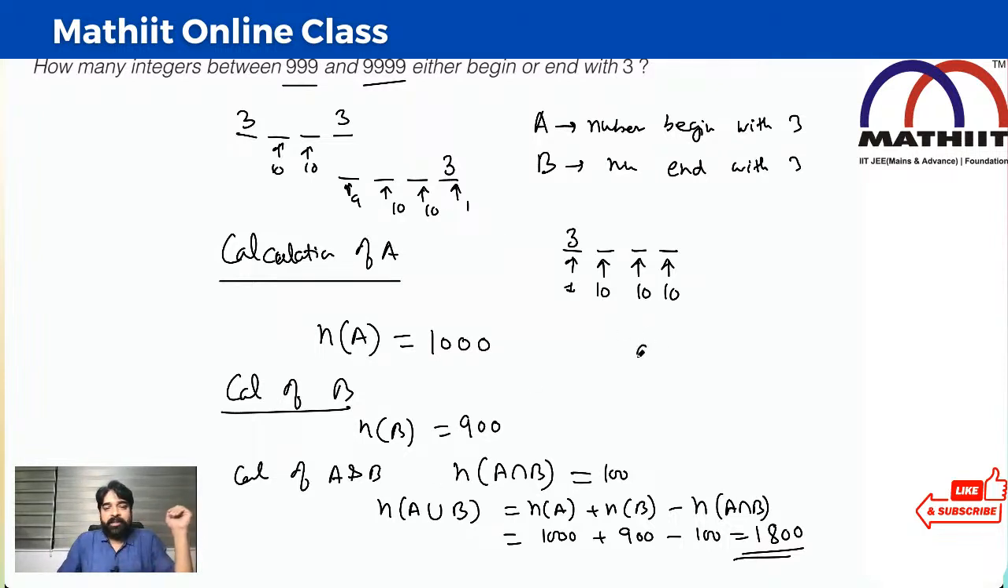By digits, 10 means 10 numbers can't come here. 10 means 10 ways I can fill it here: either 0 or 1 or 2 or 3 or 4 or 5 or 6 or 7 or 8 or 9. So how many ways are there? 10 ways are there.